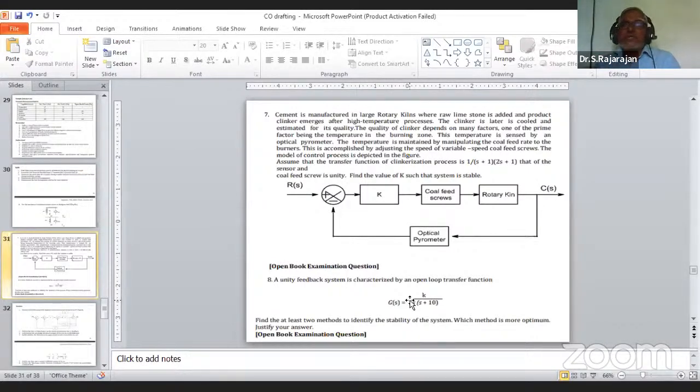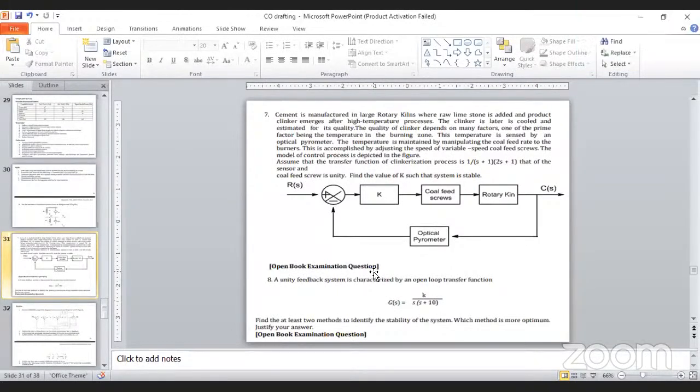In different knowledge levels, if the CO is written at K3 level, you have to give questions that can be answered by the student. Even many universities and autonomous institutions have now started a fashion of open book examination. See here, an open book examination question.